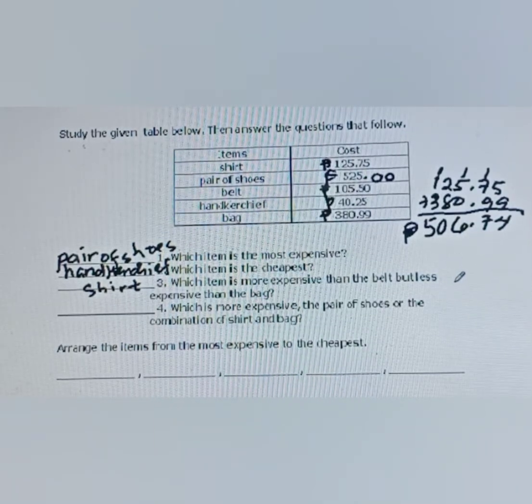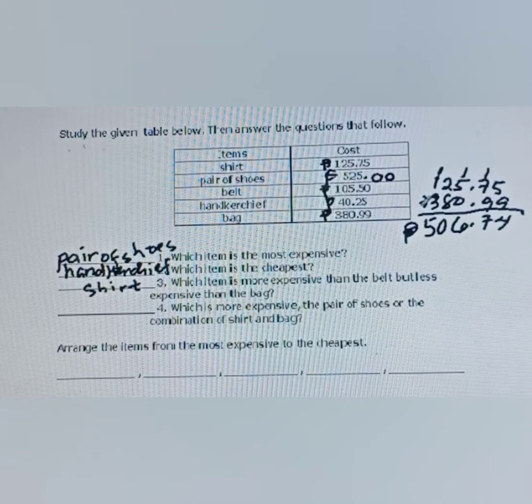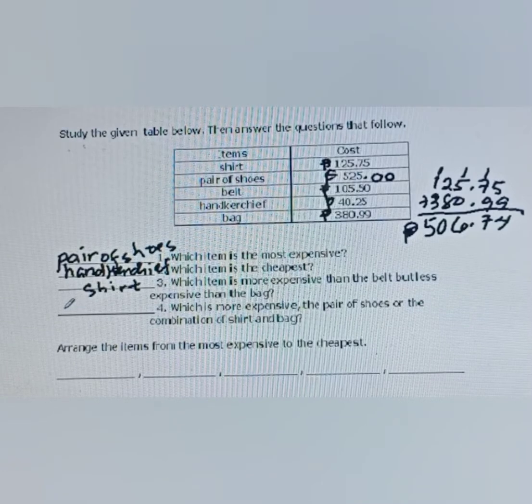So, which is more expensive now? The pair of shoes is 525 pesos. So it's bigger than 506, right? If you compare the whole numbers, 525 is bigger than 506. So the pair of shoes is more expensive. So our answer here is pair of shoes.